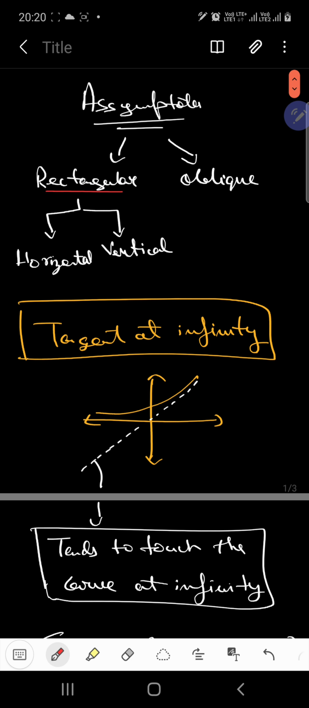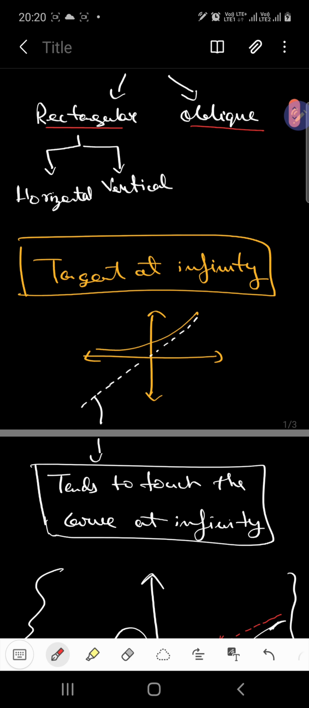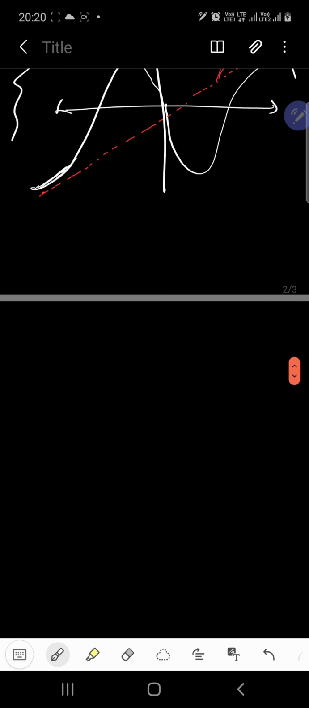We have already discussed the two types of asymptote. One is the rectangular asymptote, one is the oblique asymptote. Under rectangular asymptotes we have the horizontal asymptote and the vertical asymptote. Now, how do we find these asymptotes? Let me first give you an example of rectangular asymptotes.